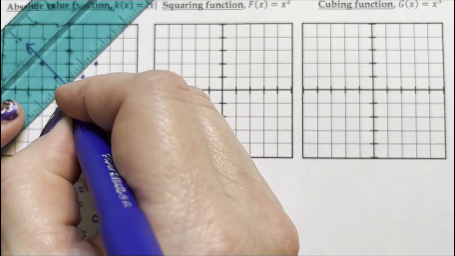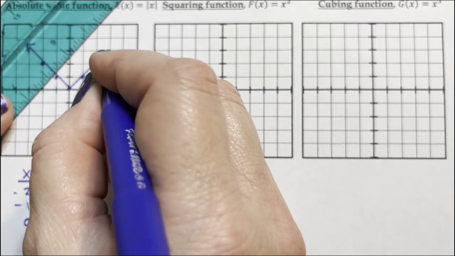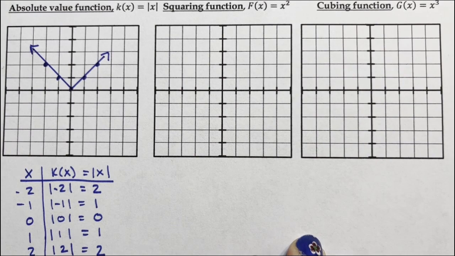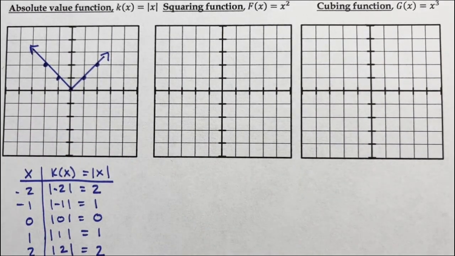Notice I'm using a ruler. It is always good to use a ruler when graphing straight lines. They look much nicer. And I use arrows at the end of my lines because these lines are infinite. And if I don't use an arrow, I have a line segment, which is not the same thing.